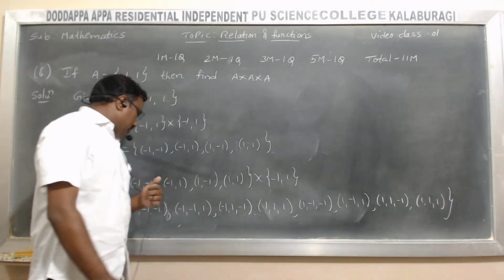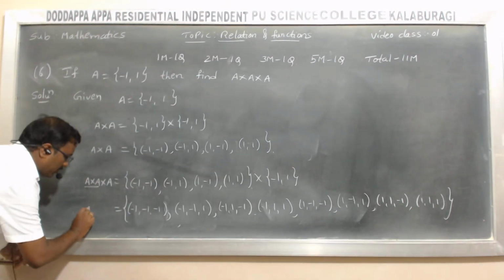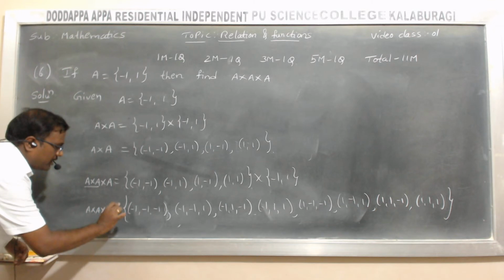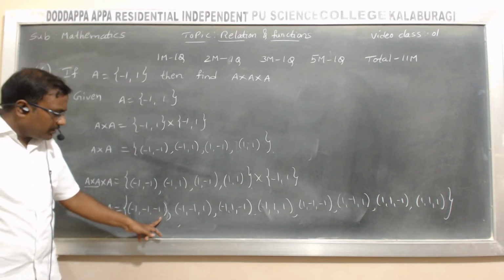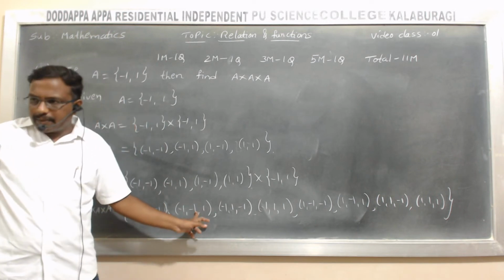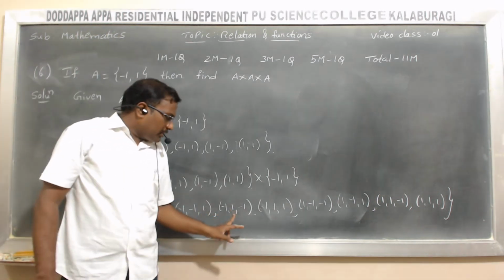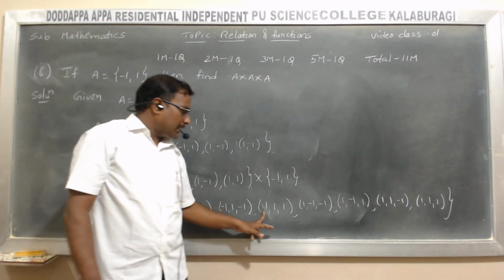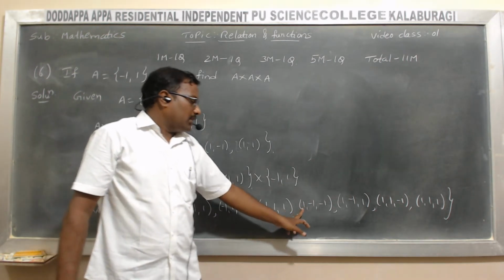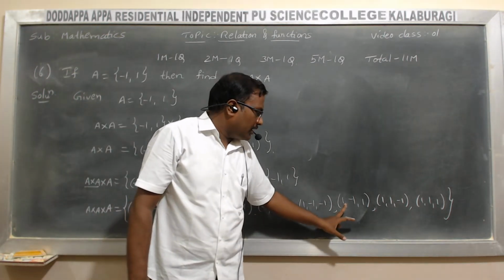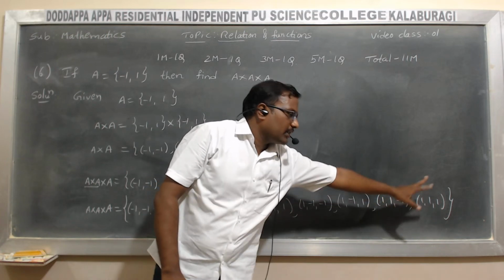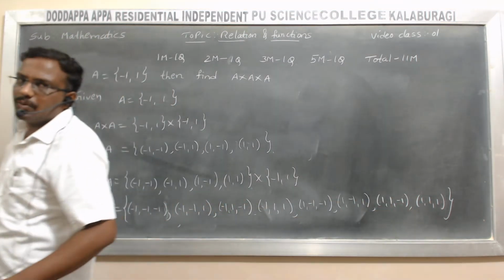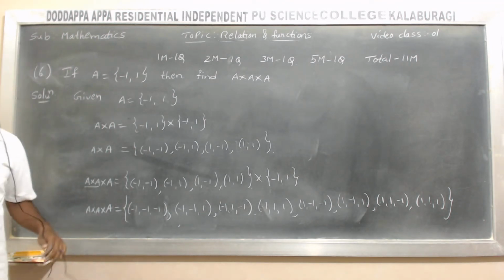So we get the solution A cross A cross A is equal to (minus 1, minus 1, minus 1), (minus 1, minus 1, 1), (minus 1, 1, minus 1), (minus 1, 1, 1), (1, minus 1, minus 1). Here (1, minus 1, 1). Here (1, 1, minus 1). Last one (1, 1, 1). Okay.